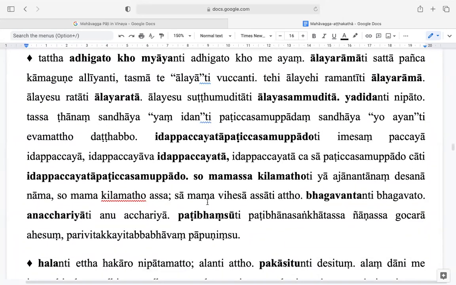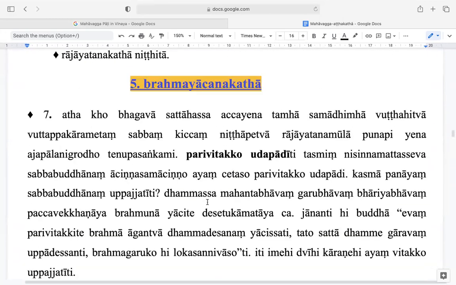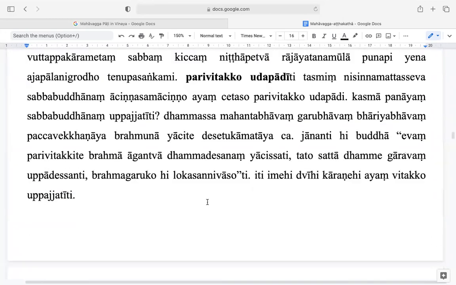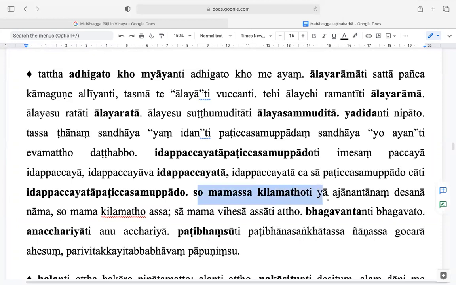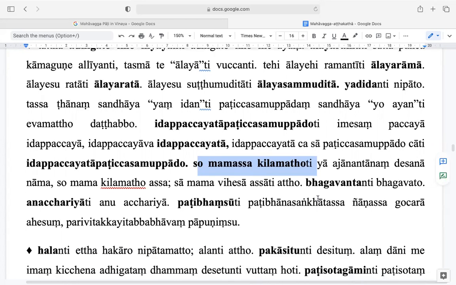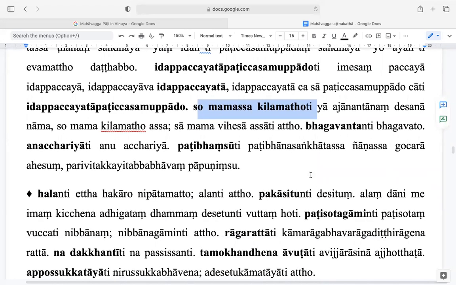So here, so mamasa kilamatodi. Okay, we'll go down. Soma masa kilamatoti ya ajanantanang desana mana. Here, Sarah. The first line.